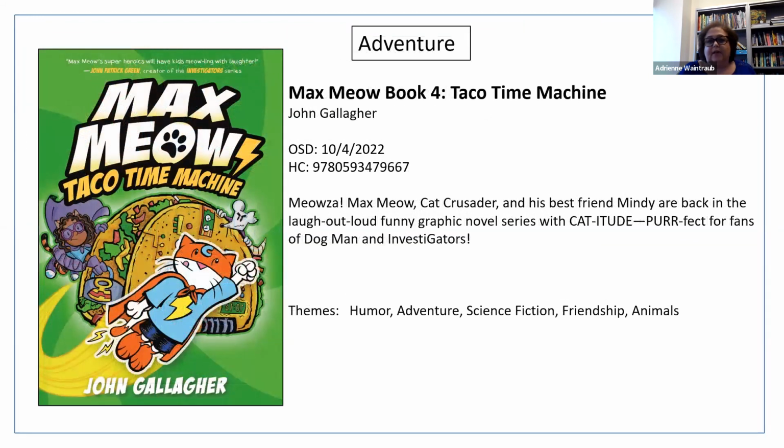So Max Meow the Cat Crusader and his best friend Mindy are back in the laugh out loud funny graphic novel series Catitude by John Gallagher. In book 4, Max and Mindy have to save Mindy's father from the time-space continuum. But of course, nothing goes as planned. Kirkus called Max Meow catnip for fans of Dav Pilkey's Dogman, a superhero cat and an intrepid girl scientist. What's not to like? And next slide, please.